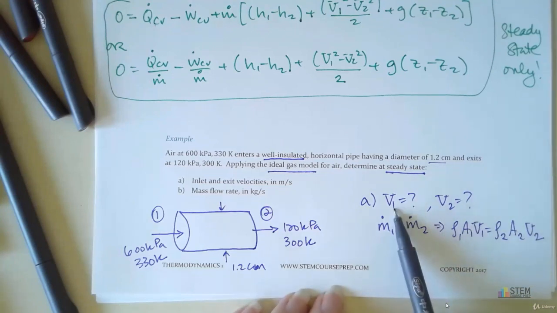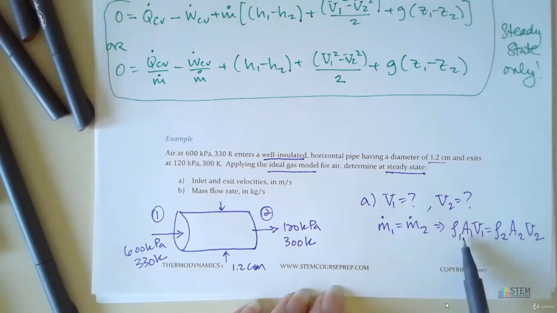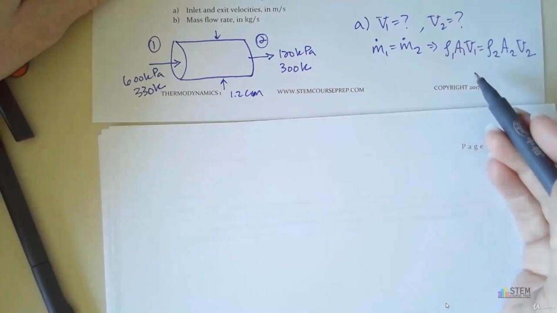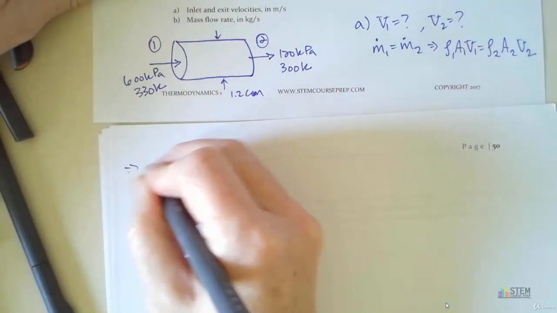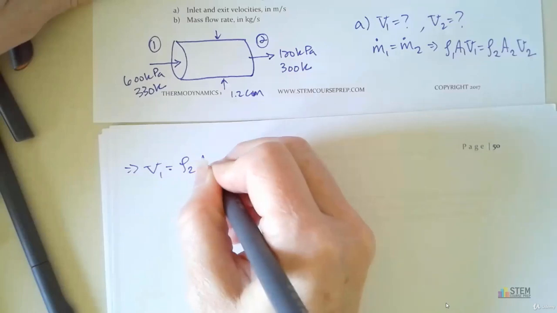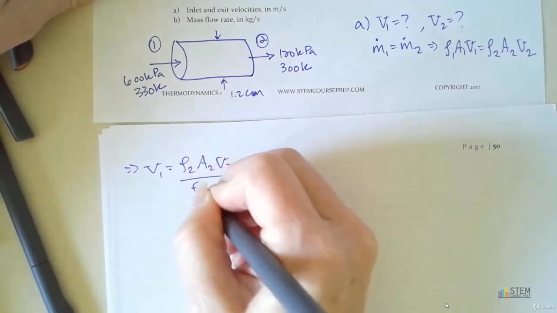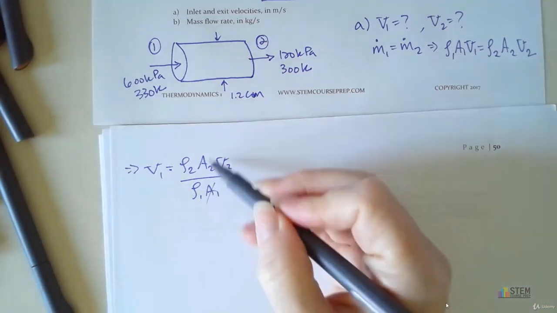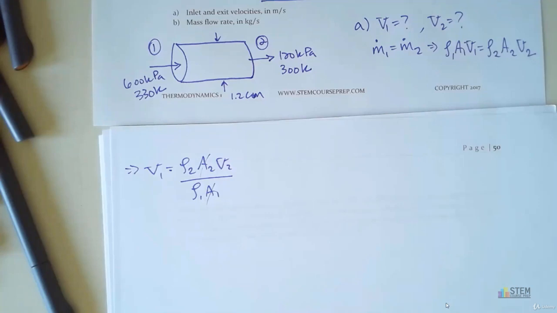Now we want to find V1. So let's look at this equation and let's solve this for V1. Let me do that on this next page. Alright, so if we go ahead and we solve this equation for V1, we're going to get that V1 equals rho 2 A2 V2 over rho 1 A1. Now what about the areas? Do we have to keep both of those in there? Nope, because those are going to be the same, right? We only have one diameter, so those will cancel out.